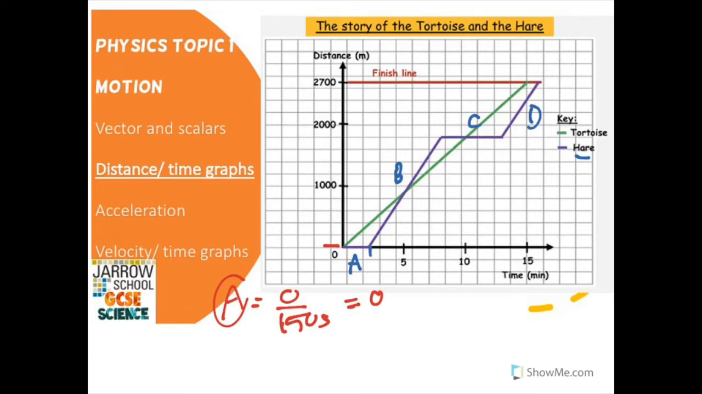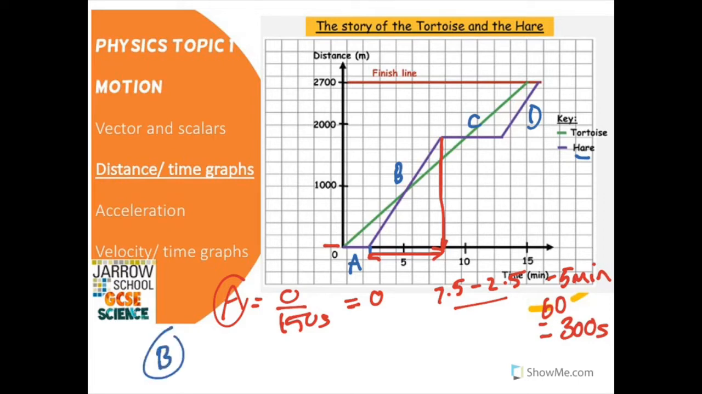Right, one mistake that students often make is they'll go, okay, well that took 7.5 minutes. So the distance travelled was 1,800 meters, and that took 7.5 minutes. That's not actually true, because part B on the graph started at 2.5 minutes. So that journey actually took between 2.5 and 7.5 minutes. So the difference between them is 5 minutes. 5 minutes times 60 seconds will turn that into seconds, so 300 seconds. And if we do the distance travelled, 1,800 meters divided by 300.